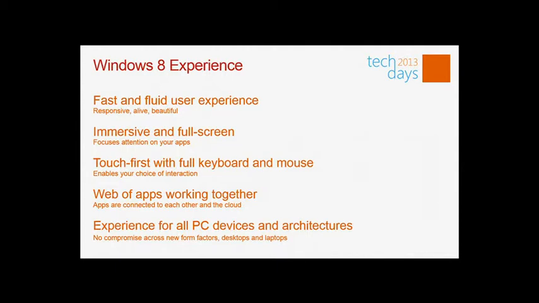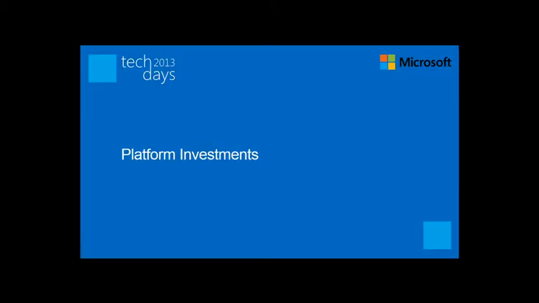There are a few things that are common or that are part of the Windows experience. I've talked about a few of them already. First is that fast and fluid user experience. The idea that your application should be responsive and just beautiful, and the idea of having an application that is immersive and full screen, pushing all of the navigation away from the end user to where they can still get to it quickly, but focus the end user on what they're doing now rather than on where they might be going later. The idea of going touch first, with support for full keyboard and mouse, and I should add ink as well. And then a web of apps that are working together. We'll talk about some of those things as well. And then having this experience across all of those PCs and architectures.